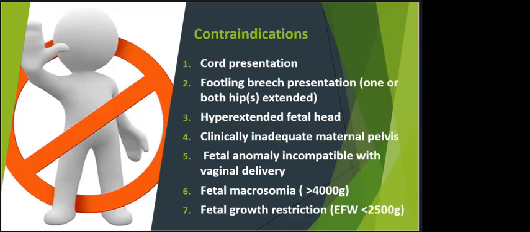Fetal macrosomia, the fetus is big. Even if you have an adequate pelvis, but the fetus is really big, you might have dystocia and, instead of delivering a live baby, you might cause fetal death. Or fetal growth restriction. Why fetal growth restriction? The baby is small, but babies who are growth restricted have disproportionate body dimensions. So you might be able to deliver part of the baby, but the head or the abdomen might cause difficulty in delivery.